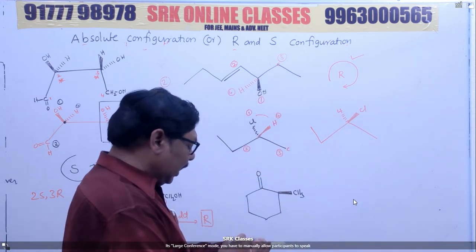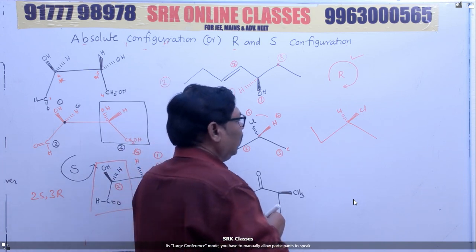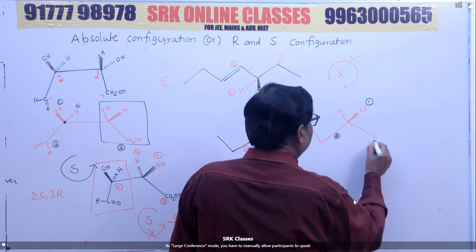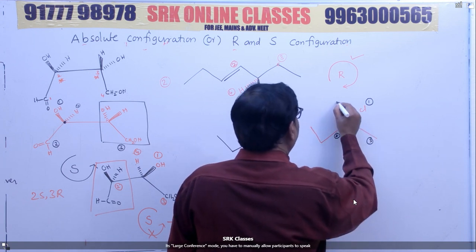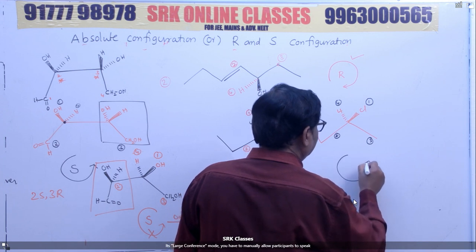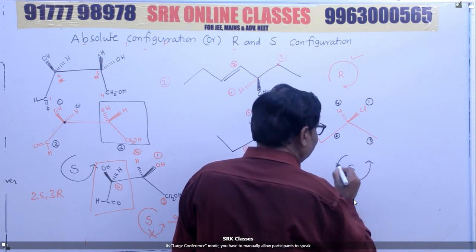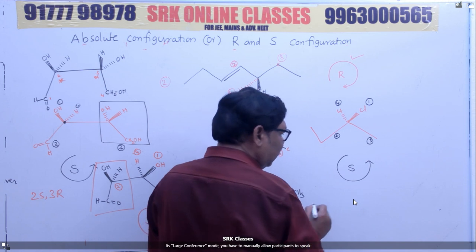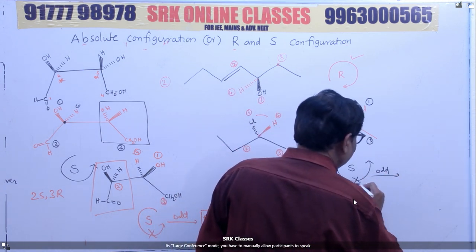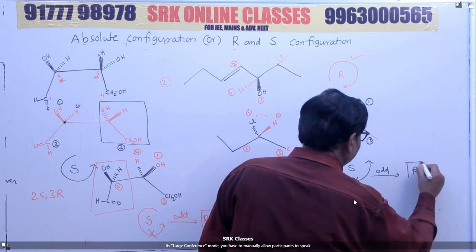Now, write the priority. Chlorine is number 1, this is number 2, this is number 3, this is number 4. Now, connect. Anti-clockwise direction, S. But odd number of interchanges we have done. Inverse will be the correct one. What is the inverse of S? R.